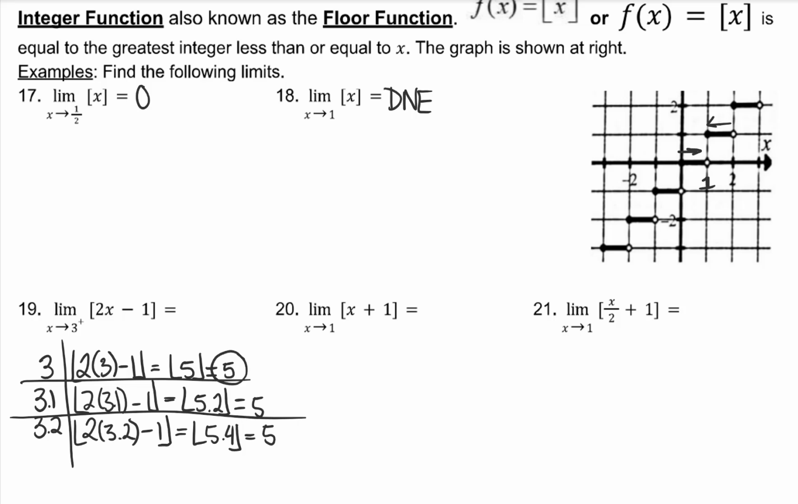Now, if this 3 did not go to 5, our limit could still be 5. It could be asking for the one-sided limit at a jump, and that does exist.